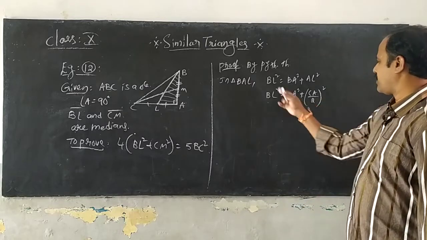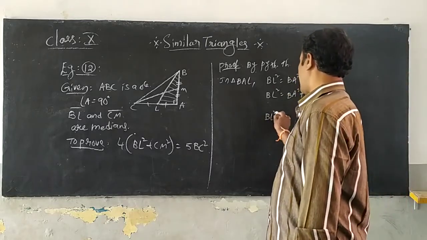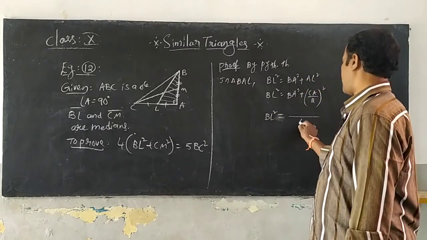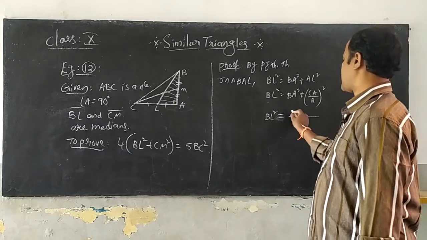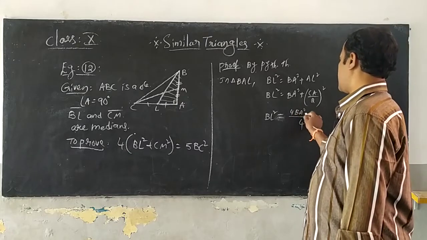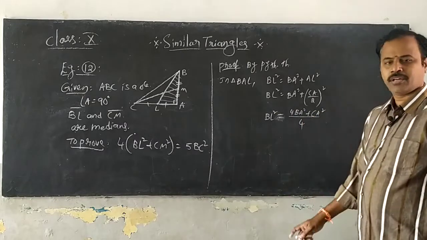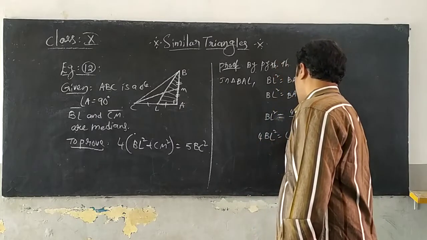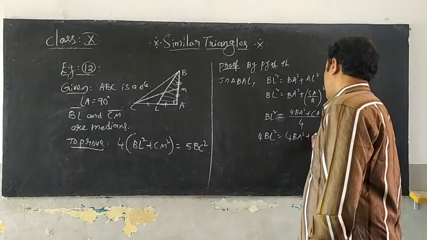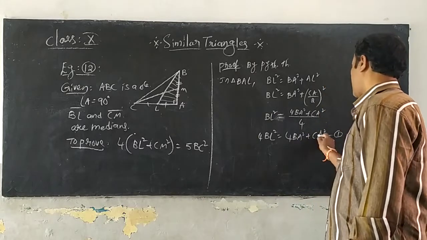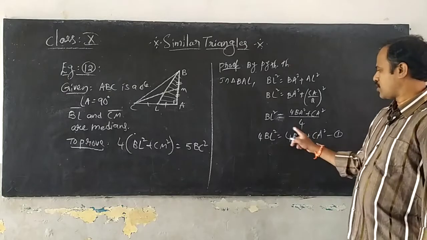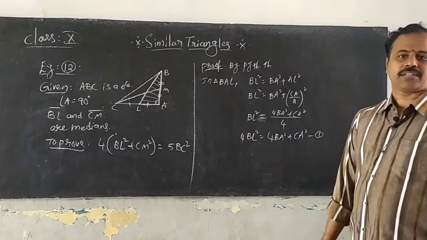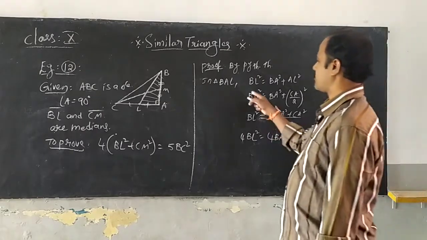Now you square that one and take the LCM. BL square is equal to, it becomes 4, I take 4 as LCM. 4 into BA square, 4BA square plus CA square. Now cross multiply this 4 to that side, it becomes 4BL square is equal to 4BA square plus CA square. This is equation 1. Now let us take the second one. What is our second one?